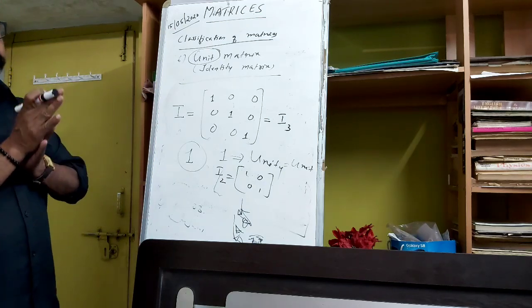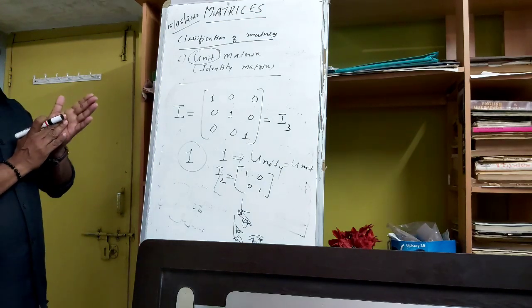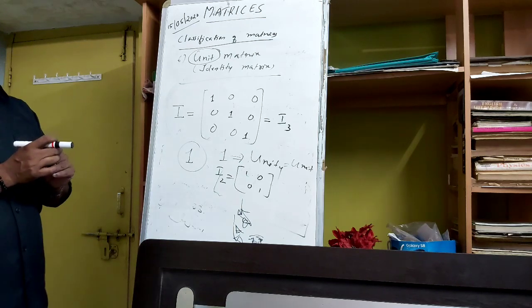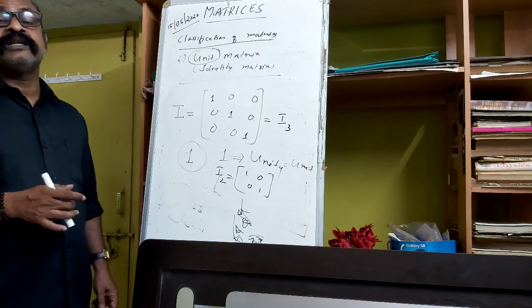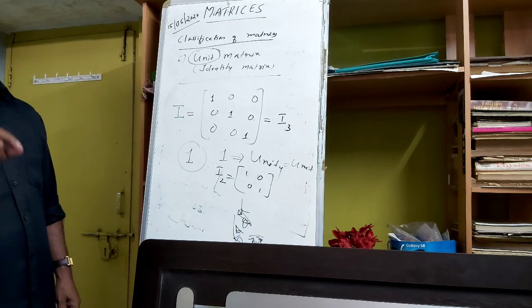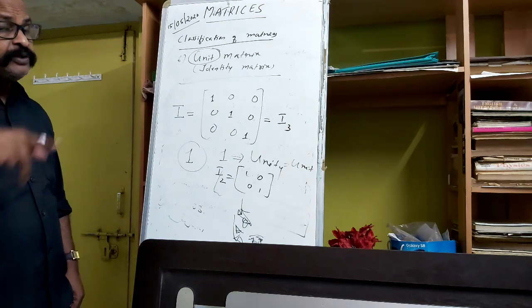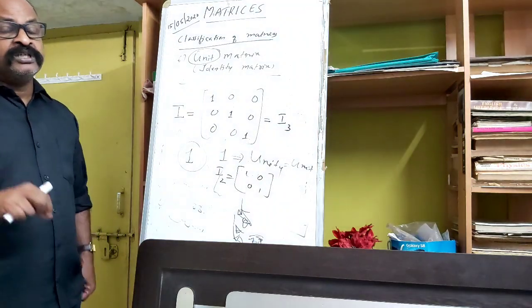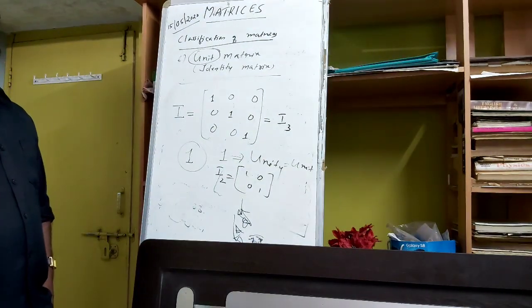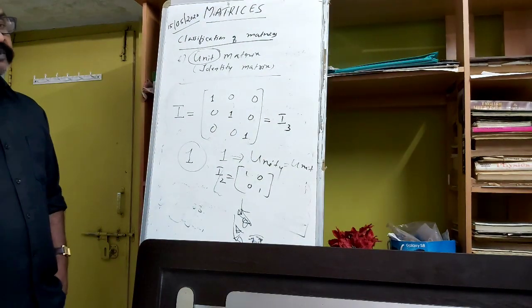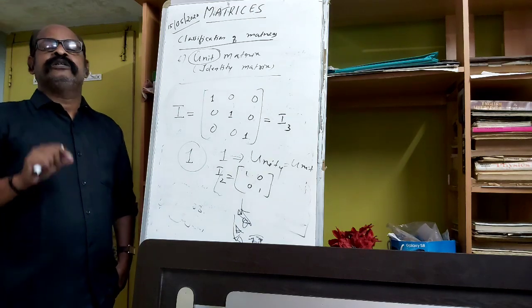What is meant by unit matrix? It is a diagonal matrix in which all the principal diagonal elements are equal to 1 or unity, that is enough. Then why is it known as a unit matrix? Because the principal diagonal elements are all equal to 1, and 1 in mathematics is also known as unit.